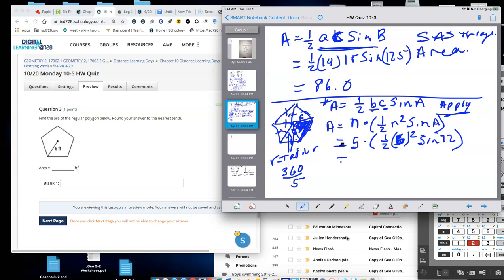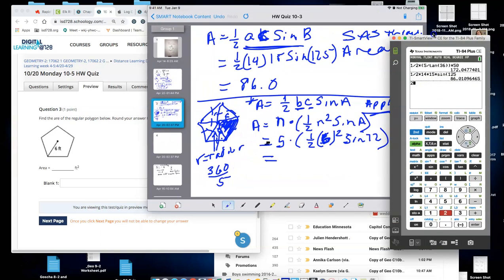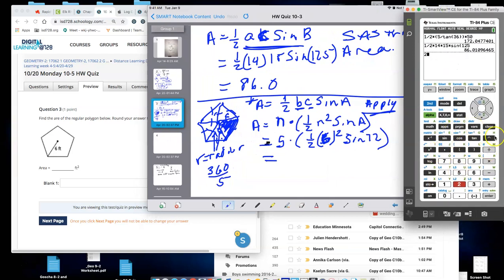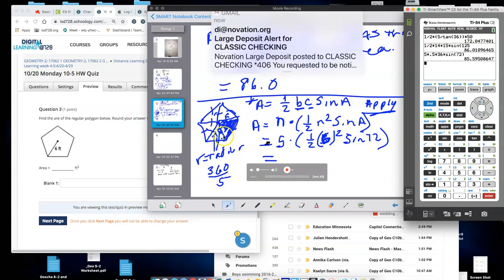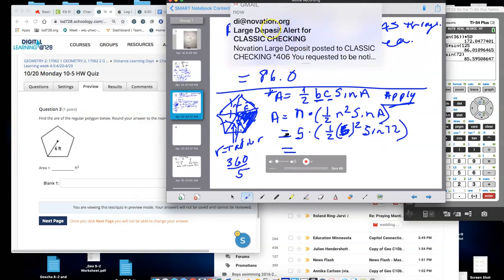So now, how do I set that in my calculator? Okay, I'm just going to slide this over a little bit, get my calculator up. Okay, we're going to clear this out. I have 5 times 0.5 times 6 squared is 36 times the sine of 72. Now, this only works when I'm provided a radius. So now I've got my radius is 6, that's 6 times 6, that's my BC, and so I found the area of one of these triangles that make up my regular pentagon, and I multiplied by how many of those triangles I have.